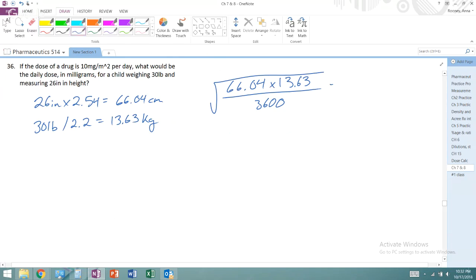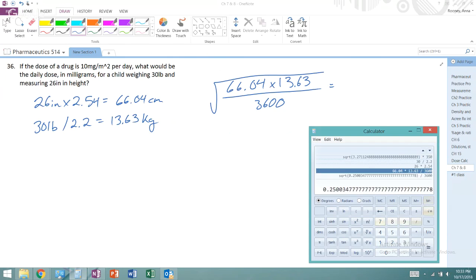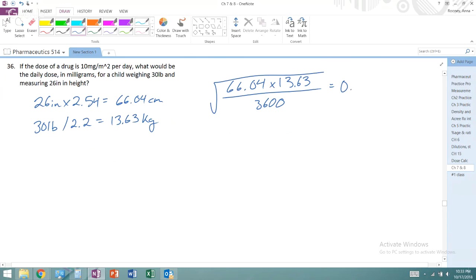Just a little overzealous with my square root there. Okay, so take that, multiply by 13.63, and divide that by 3,600, and then take the square root, which is 0.5 meters squared.